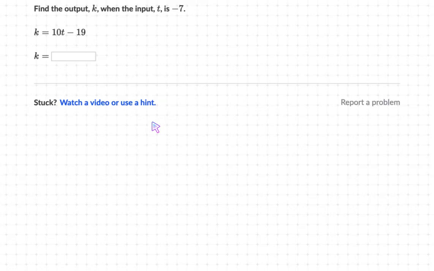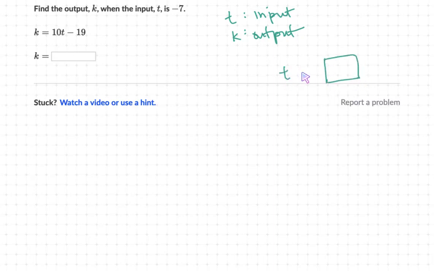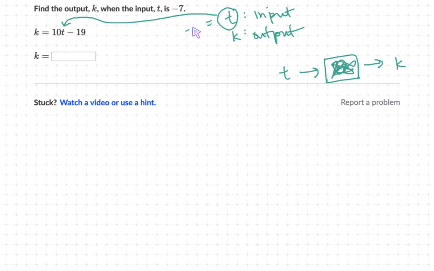Okay, so they're telling us right now that the input is t, and the output is k. So that means in this machine, I'm putting in the t value. I'm doing all this mumbo jumbo stuff to figure out the function, and then out's going to pop my k. So that tells me that the t value is going to be substituted in right there. And they told us that t is equal to -7.